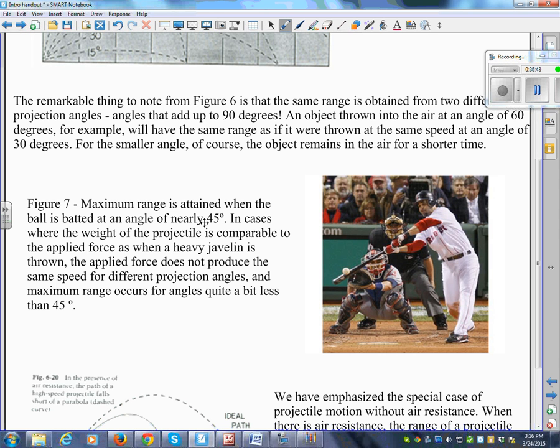45 is maximum. In cases where the weight of the projectile, Quinn, you should be listening. In cases where the weight of the projectile is comparable to the applied force as when a heavy javelin is thrown, the applied force does not produce the same speed for different projection angles, and maximum range occurs for angles quite a bit less than 45 degrees. I'm sure that Olympic javelin throwers know what angle to throw it at. It's not 45.